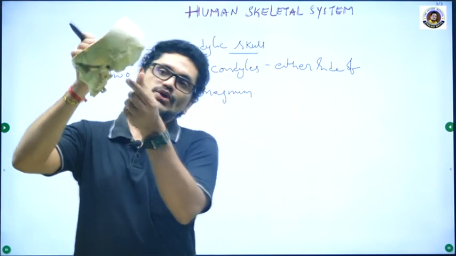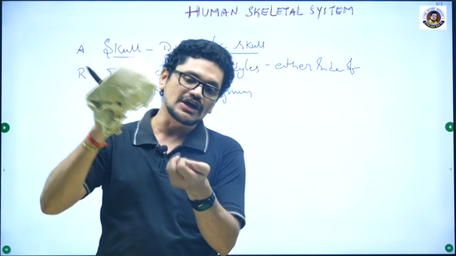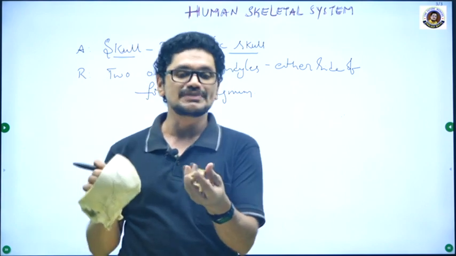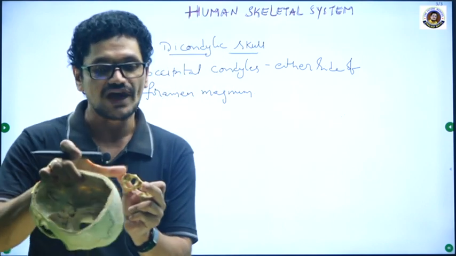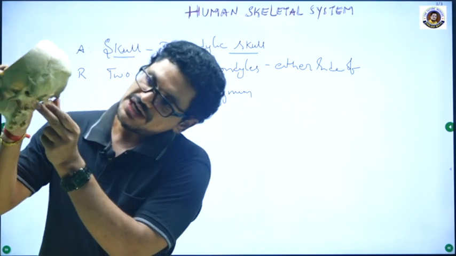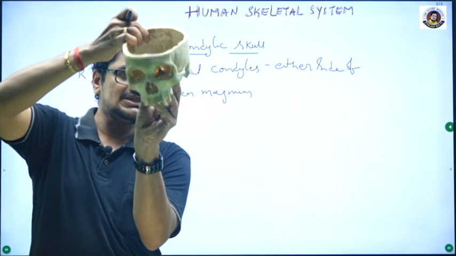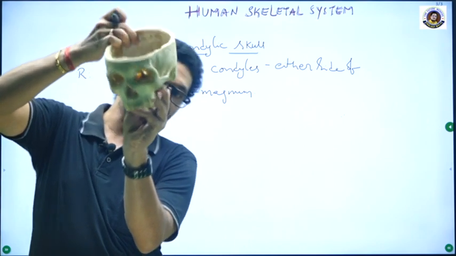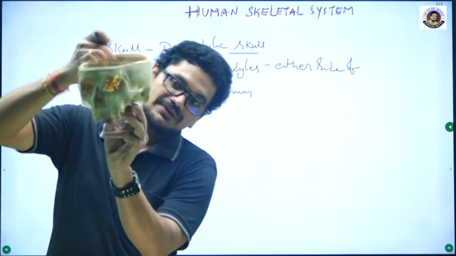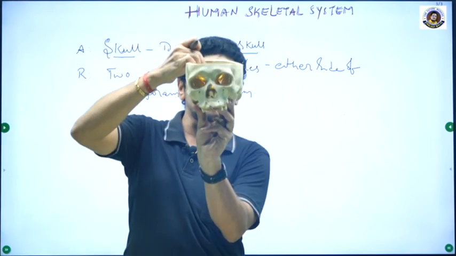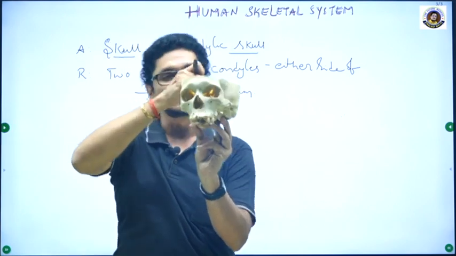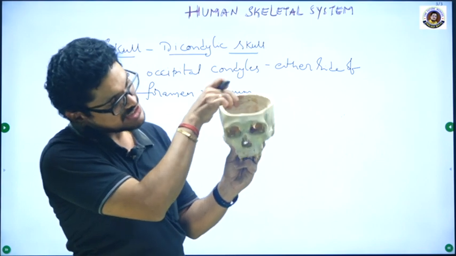You see this, two occipital condyles, they articulate with the facets present for this atlas. You can see the two facets here. So, atlas articulates with the dicondyles like this. Okay, so here condyloid joint will be formed. That is the reason why you are able to nod the head like this. See this. You understand what I am saying?